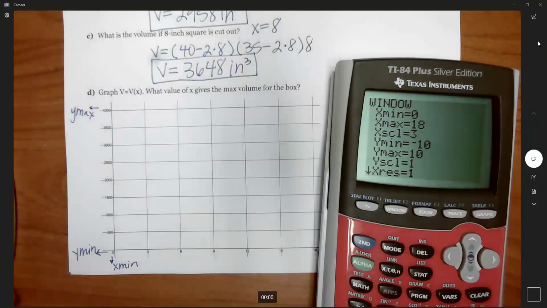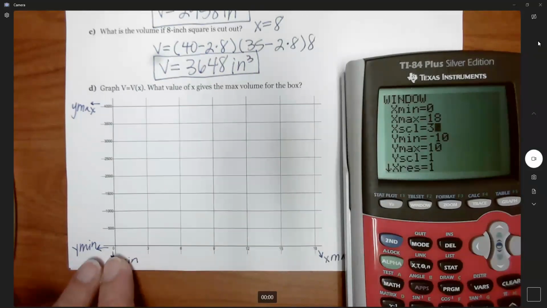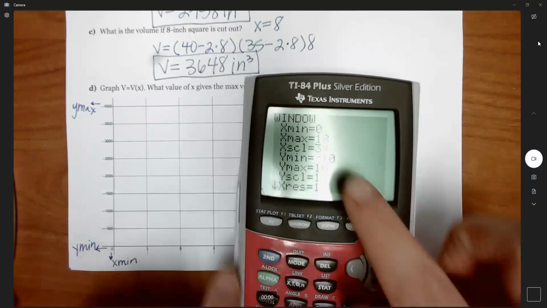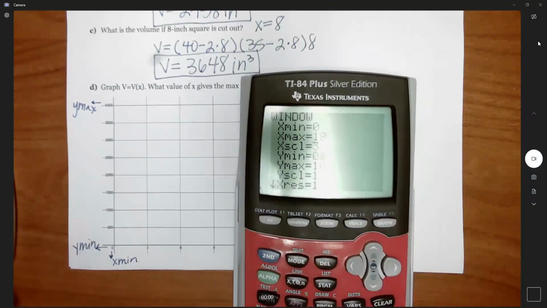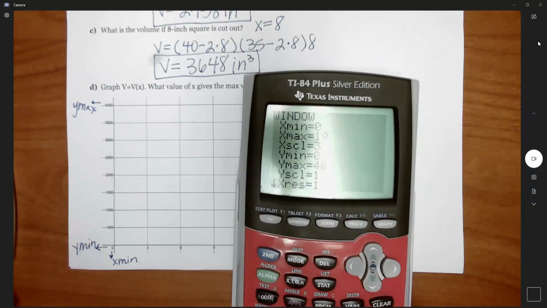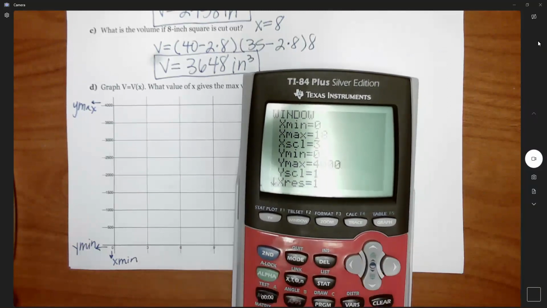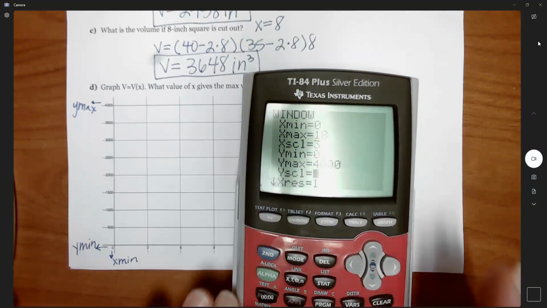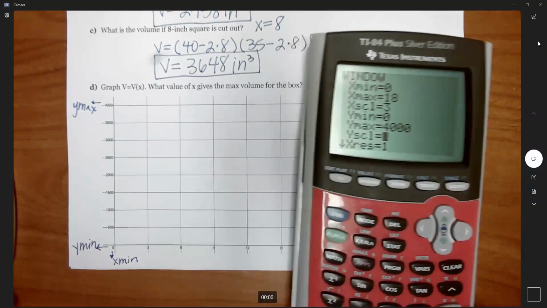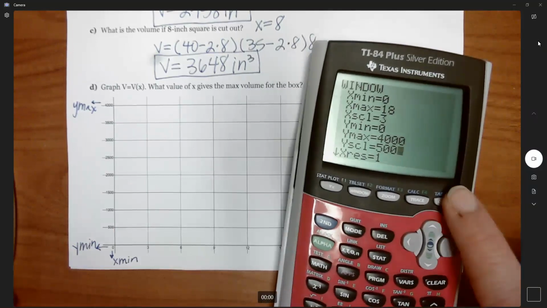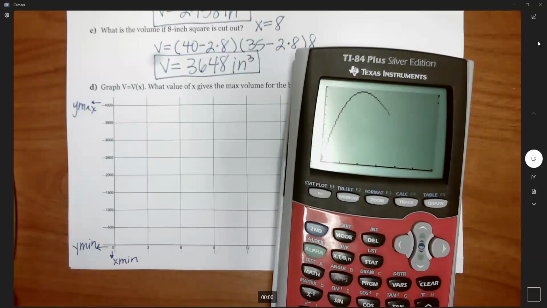So I'm going to change it to 3 because that's what this one is here. We go 0, 3, 6, 9. Each of these little tick marks represents a value increasing by 3. And I'm going to come over here and change my Y min and Y max to 0 and 4,000. And again, you can leave this as a scale of 1. The scale really doesn't matter that much, but here I can see these are going up by 500. So I'm going to make this a scale of 500. And now I'm going to hit graph, and now I can see my graph.